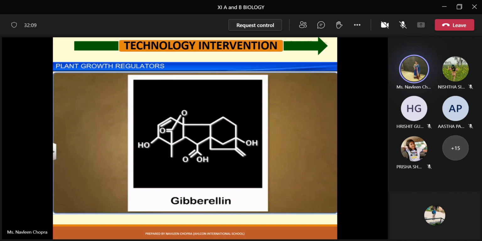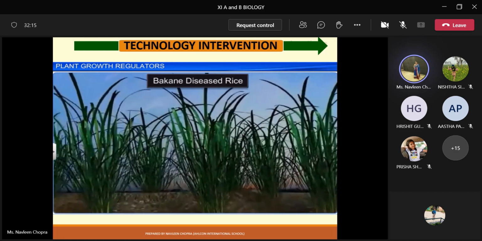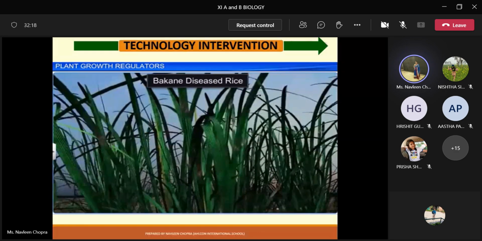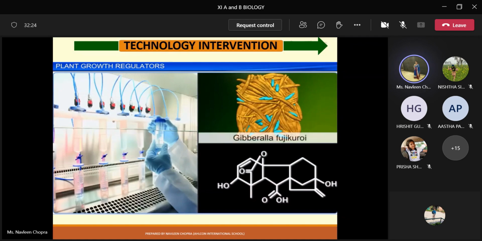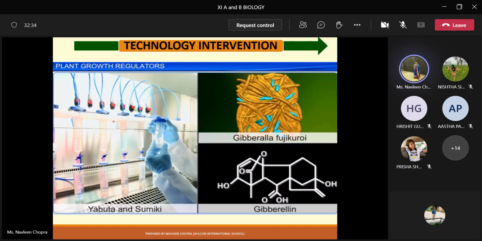is linked to E. Kurosawa, who observed abnormal tallness in rice seedlings struck by Bakane or foolish seedling disease. This disease is caused by the fungus Gibberella fujikuroi. Later, Yabuta and Sumiki isolated the substance secreted by the fungus and called it gibberellin.